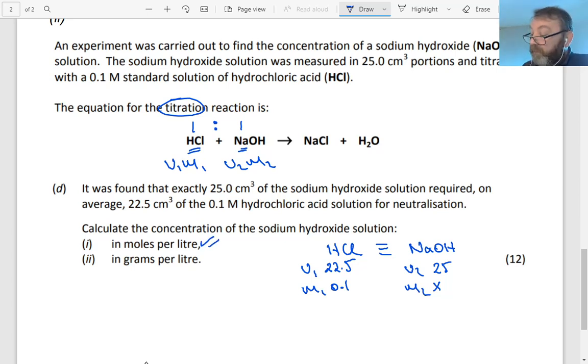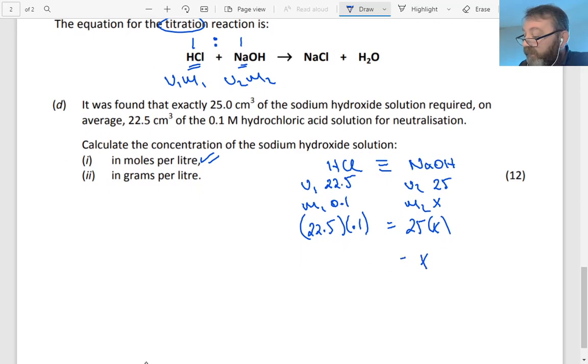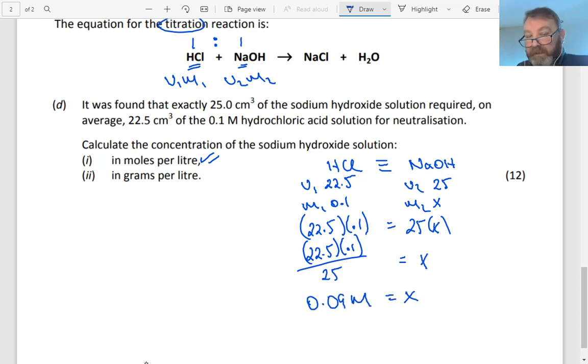Okay, so all I've got to do here is multiply these two together. So it's 22.5 multiplied by 0.1 is equal to 25 times x, which means x is equal to 22.5 multiplied by 0.1 divided by 25, okay? And that comes out as 0.09 molar. That's the molarity of the NaOH, or if you want to, 0.09 moles per litre. Same symbol, exactly the same meaning.